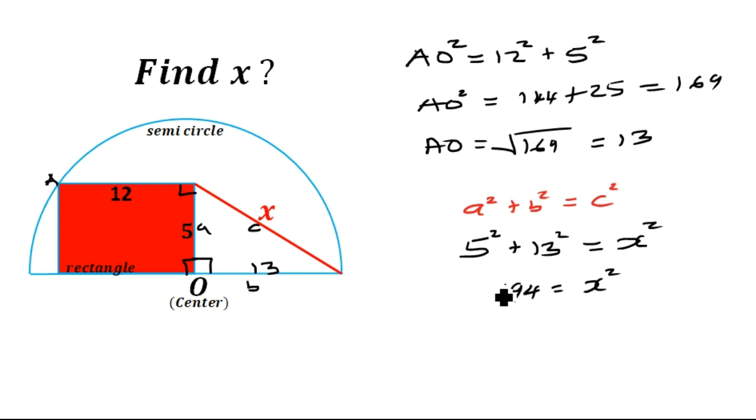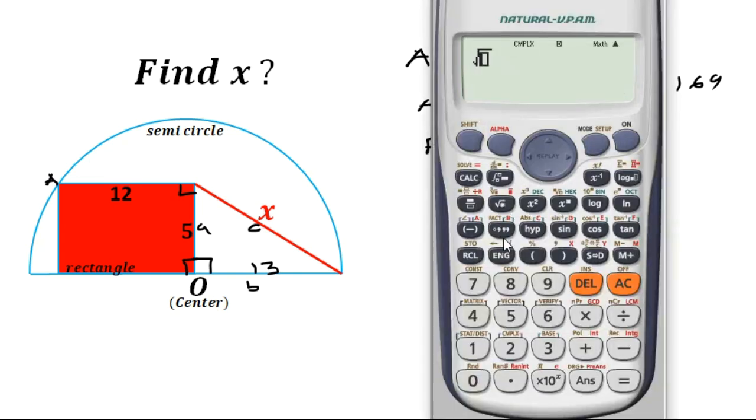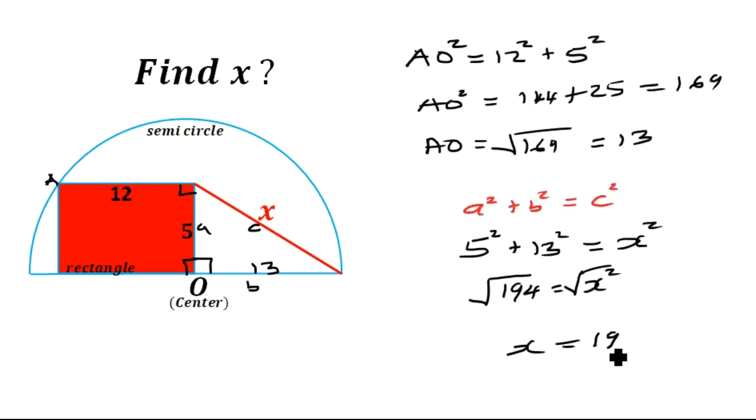For you to get x, you simply find the square root on both sides of the equation. So you'll get x to be the square root of 194. The square root of 194 is just root 194 in simplest form. So that is how to find the value of x.